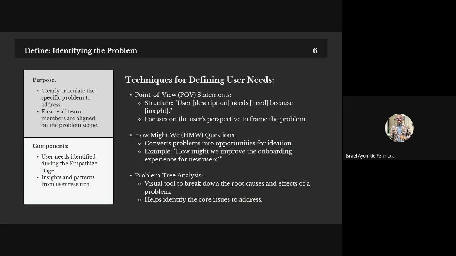So let's move forward. Now we move to the second stage, which is the definition stage. You remember, like I said, we've identified our user's pain point. Now we define it into a problem statement. So this is where you take everything you've learned and you clearly articulate the problem you're trying to solve.